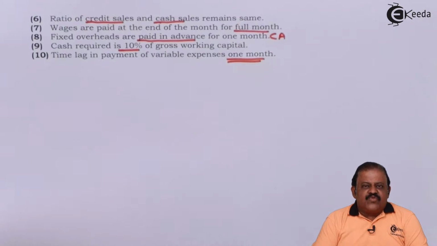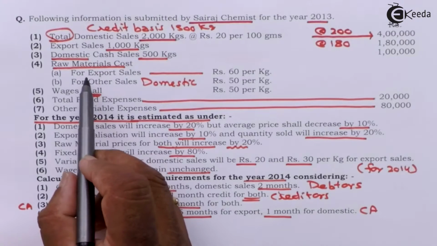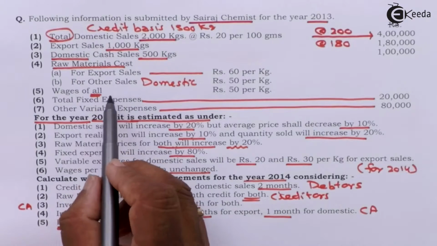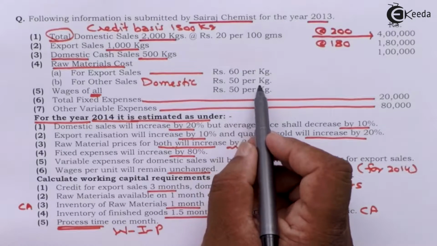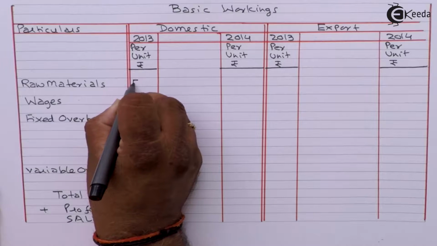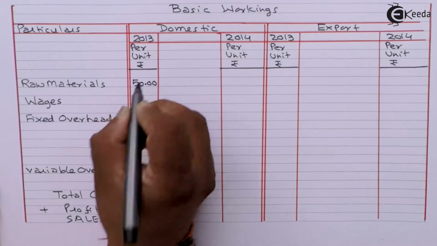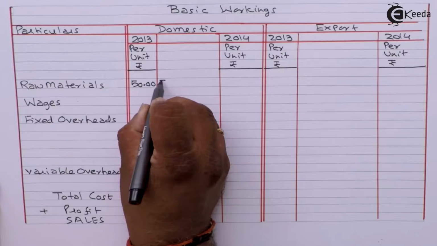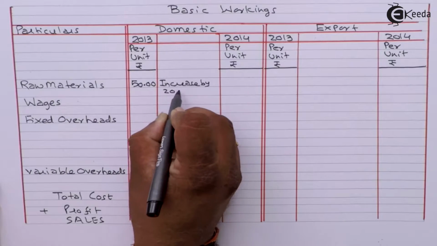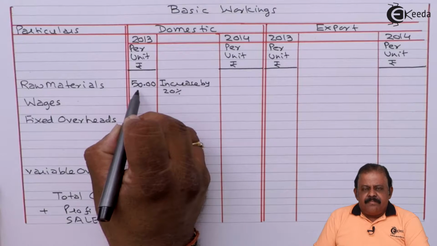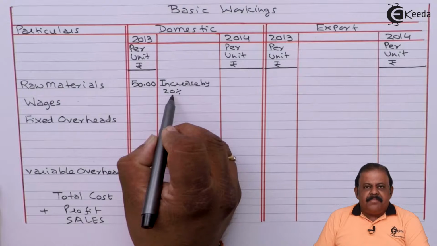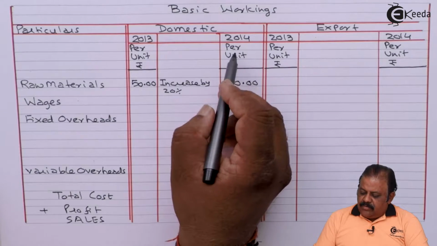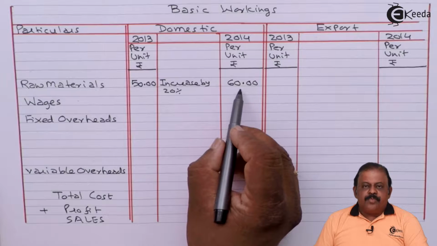Let us do basic workings first. During current period, raw material cost for export as well as for domestic market they have given. For domestic it is rupees 50 per kg. Raw material prices for both will increase by 20%. So this is 50 rupees for current year. For estimated period, it will go up by 20%. So in 2014, for domestic purpose, raw material per unit will be rupees 60.